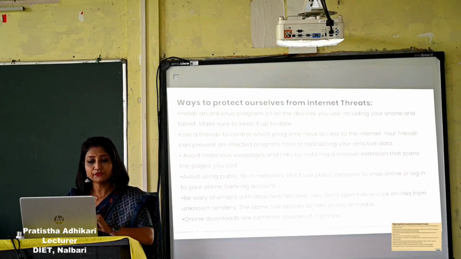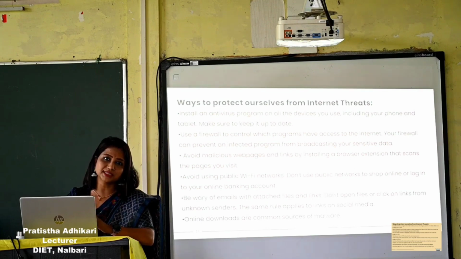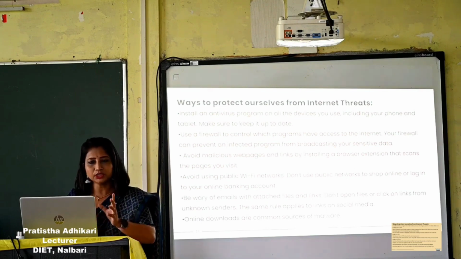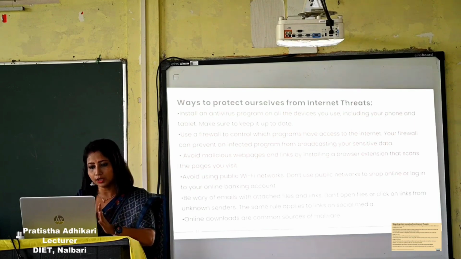Then use a firewall to control which programs have access to the internet, because a firewall can prevent an infected program from broadcasting your sensitive data. Yes, it is always advisable to use a firewall.